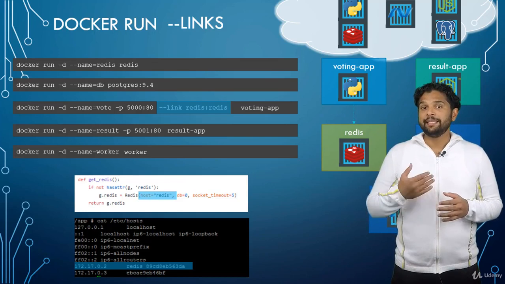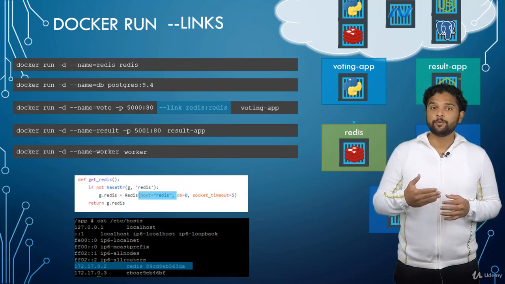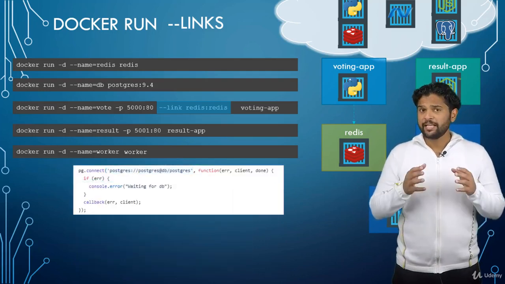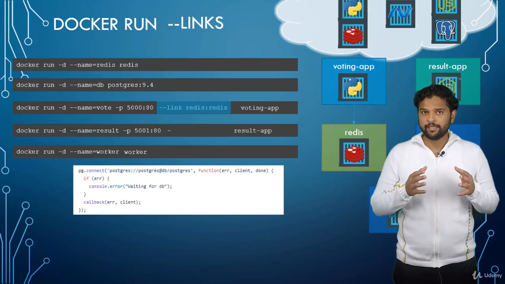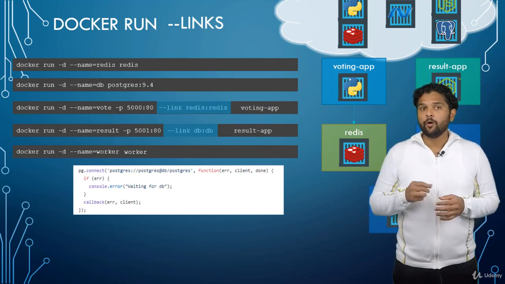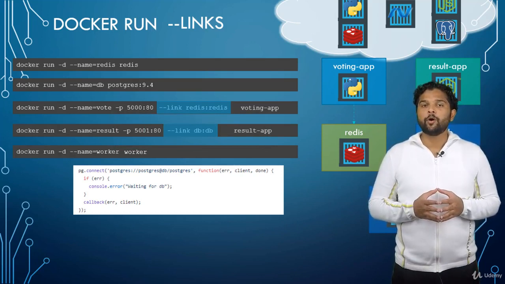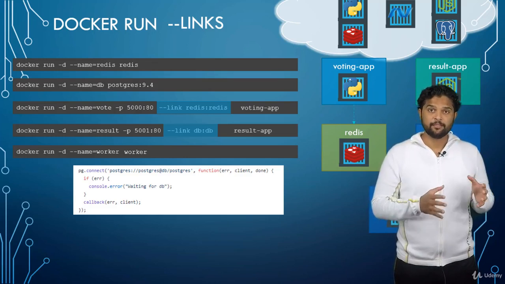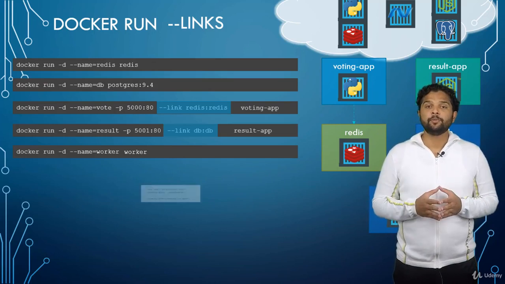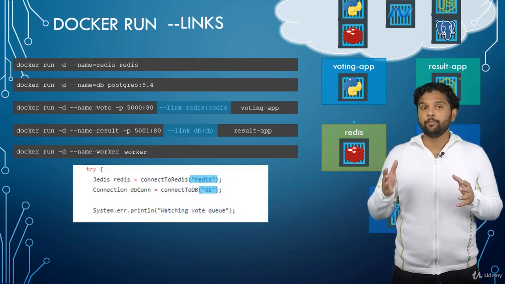Similarly, we add a link for the result app to communicate with the database by adding a link option to refer to the database by the name db. As you can see in this source code of the application, it makes an attempt to connect to a Postgres database on host db. Finally, the worker application requires access to both the Redis as well as the Postgres database. So we add two links to the worker application, one link to link the Redis and the other link to link the Postgres database.